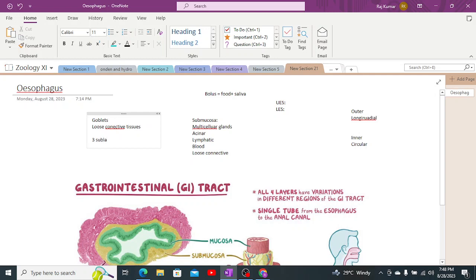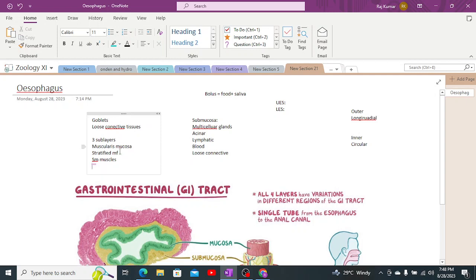What kind of layers are these? These are the muscularis mucosa, which is the outermost layer. The muscularis mucosa consists of stratified muscle fibers, as well as smooth muscles, which basically allow the contraction and relaxation of stratified muscle fibers.